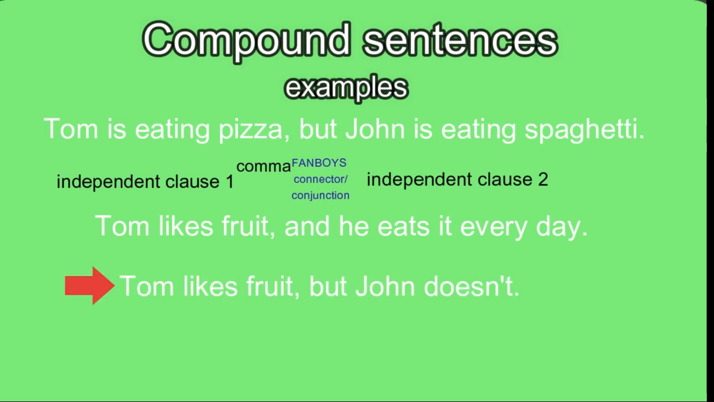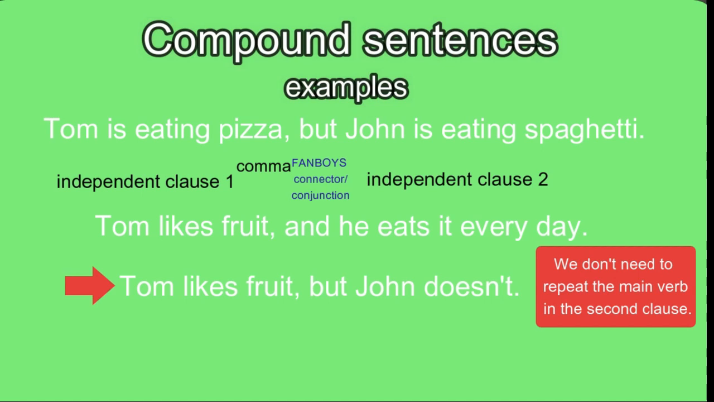Tom likes fruit, but John doesn't. Tom likes fruit, first clause, then the connector, but, and then John doesn't. I don't need to repeat like because I already said like. So here, John doesn't like it. I can take away like it and just say doesn't. This is still a compound sentence, and it's better if I don't repeat words that I don't need to.